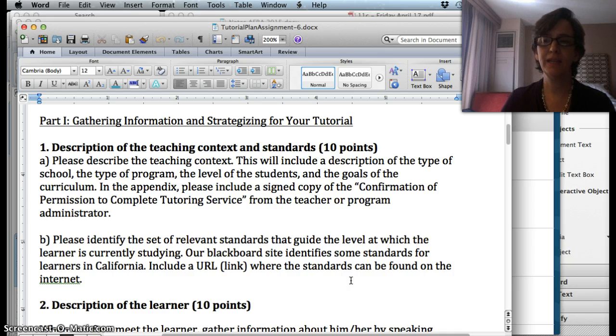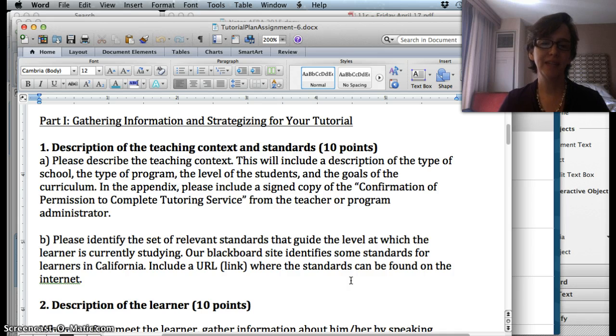So in the Blackboard site, there's a confirmation of permission to complete the tutoring service. You're going to get that. You want permission not only from the student but also from the teacher or program if you're tutoring someone at their program or if you contacted someone through a particular program. So what I need is just confirmation that you're actually tutoring someone and you have permission to tutor them. If you're tutoring an adult, they'll just sign it for you.